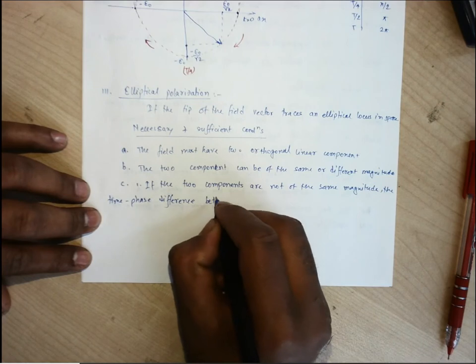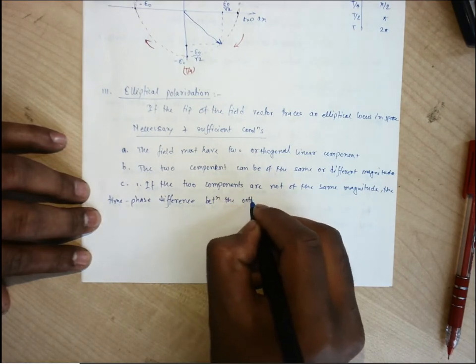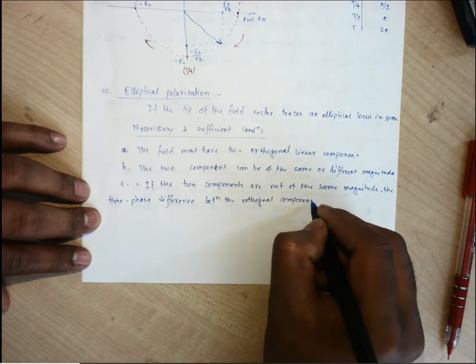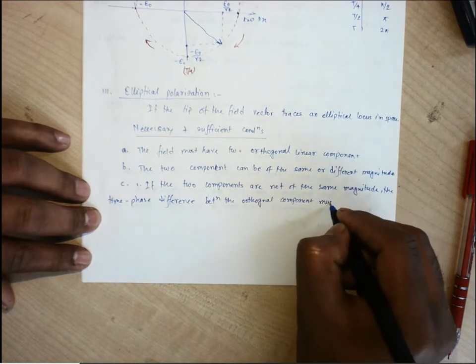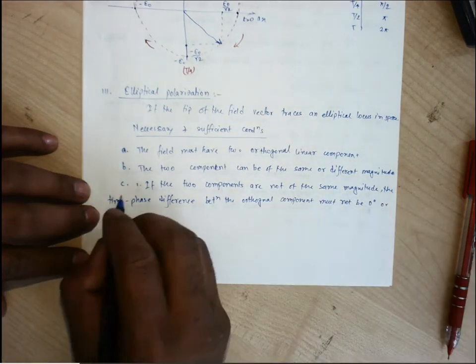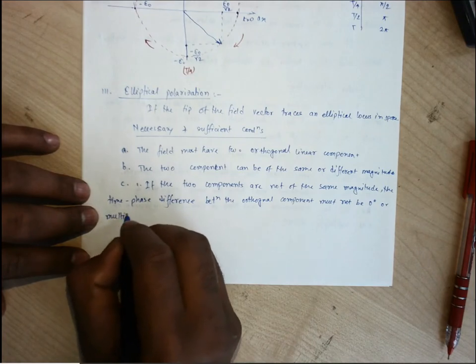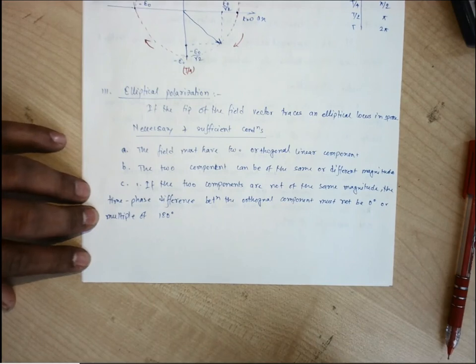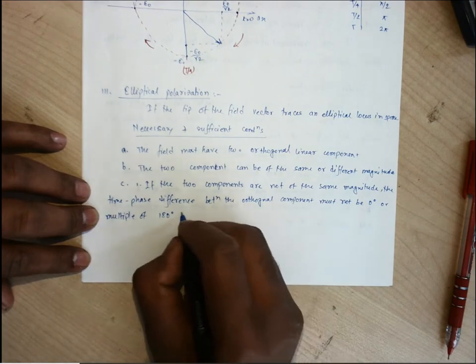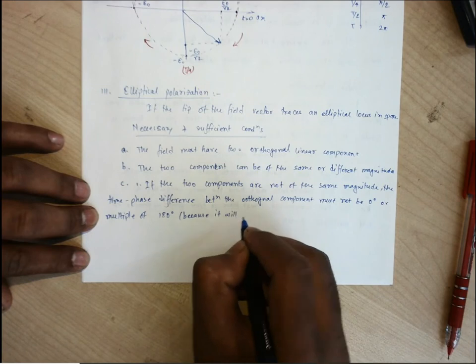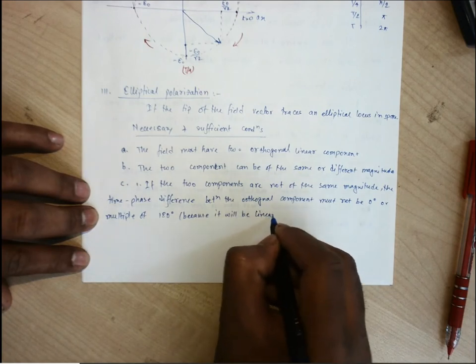between the orthogonal components must not be zero or a multiple of 180 degrees. Why? If it is 0 or a multiple of 180 degrees, then it will become linear, because it will be linear polarization.